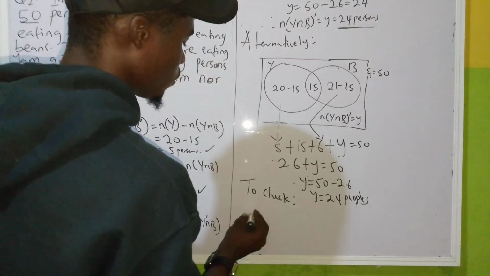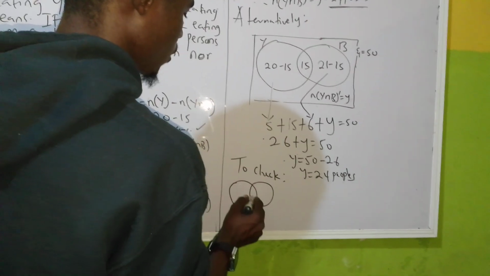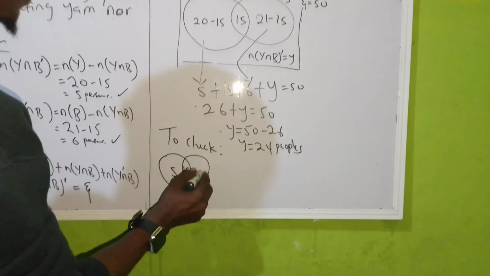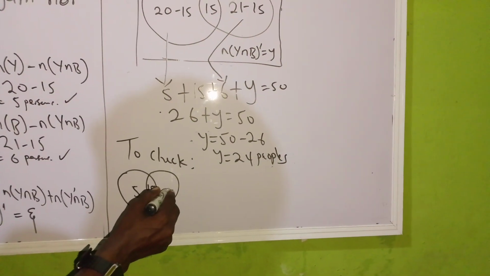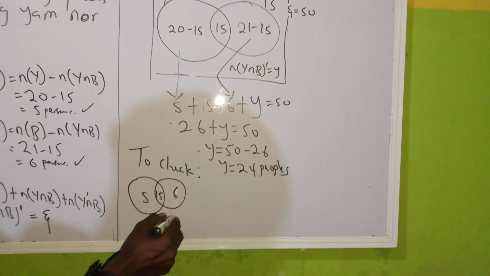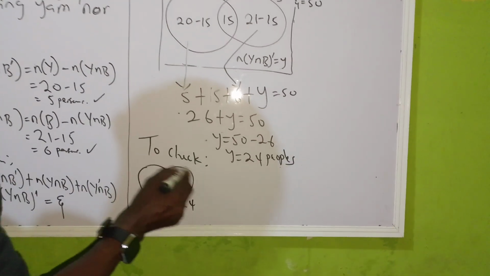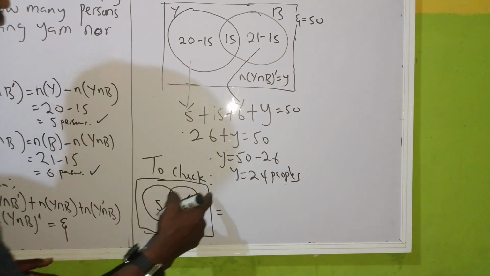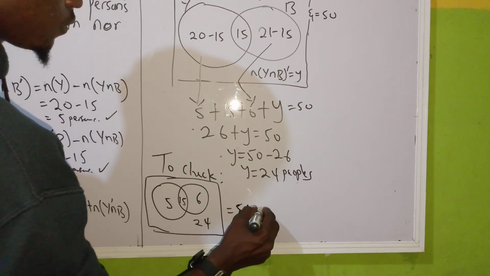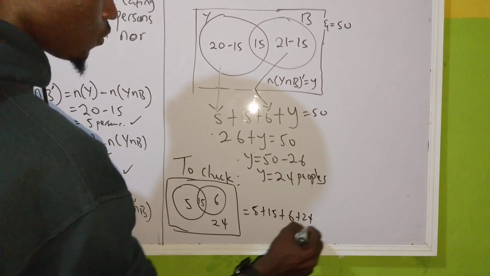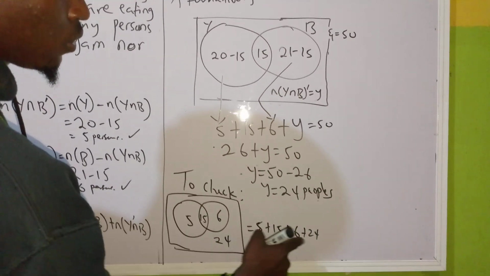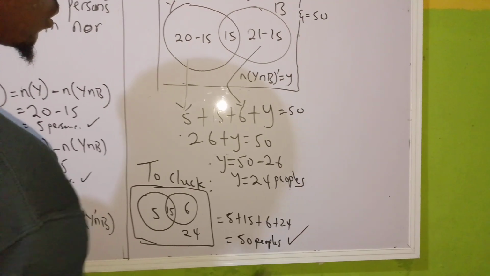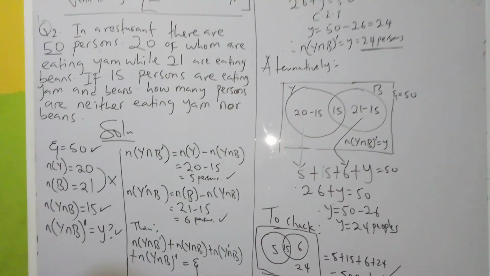To check, what do we have for this one? We have 15 here, we have 5 here, and we have 6 here. And what do we get for this one? We got 24 for the one outside the box. So let's add everything. If it will give us the 50 that's supposed to be here: 5 plus 15 plus 6 plus 24, 20, 44, so it's giving us 50. Correct.